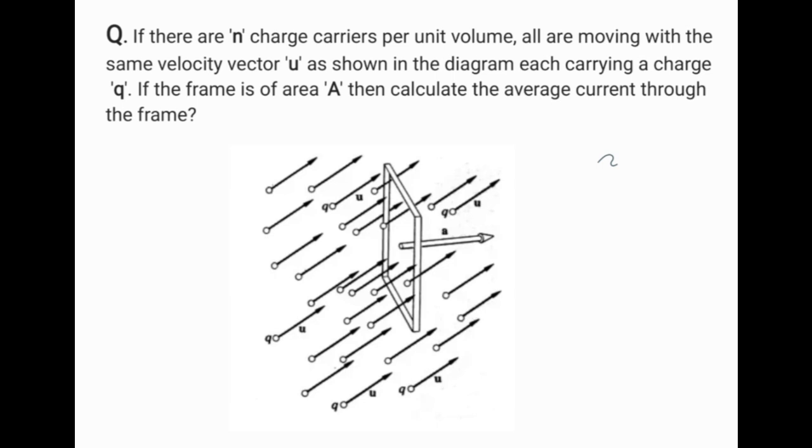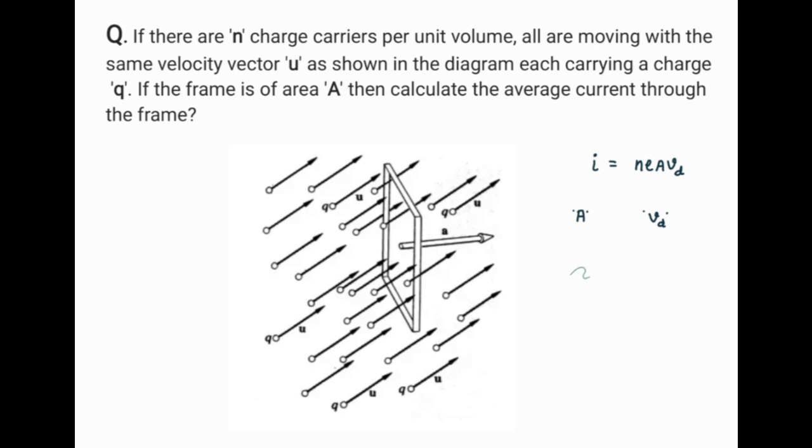So obviously the formula which we know of is I equal to nEAv, where v is the drift velocity and A is the cross sectional area. This formulation is applicable when the cross sectional area A and drift velocity v are such that the charged particles are moving perpendicular to the cross sectional area.